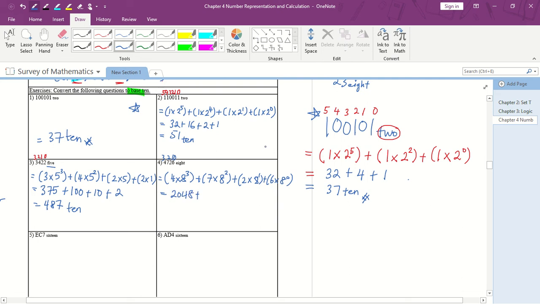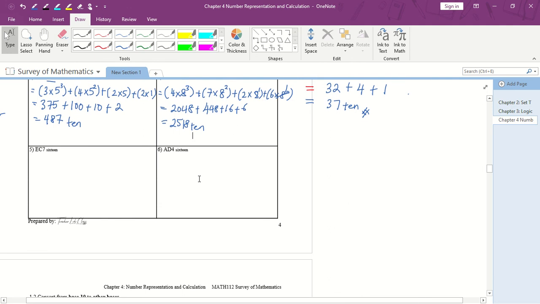2048. 7 times 8 squared is equal to 448. 2 times 8 power of 1 is equal to 16. And 6 times 8 power of 0, which is 1, is equal to 6. So try to add up: 2048 plus 448 plus 16 plus 6, and you get 2518. And this is base 10, because we are converting to base 10.